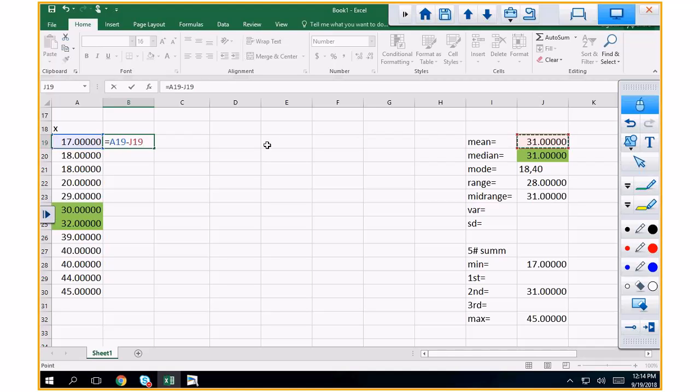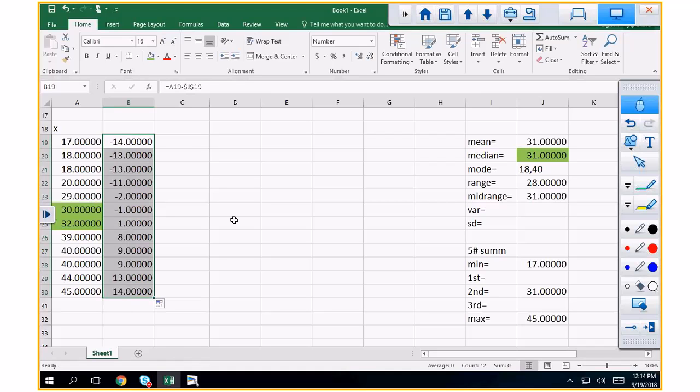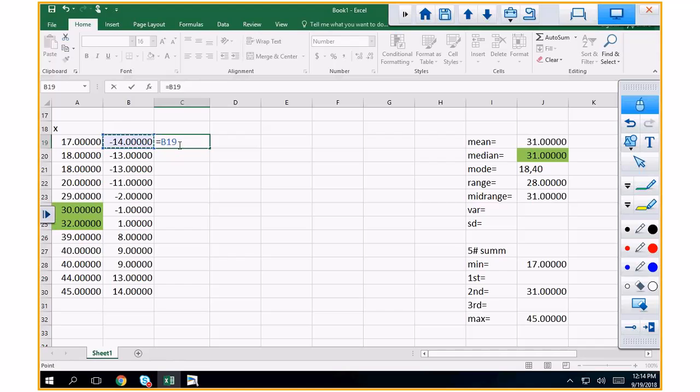X minus X bar equals this number raised to the second power.